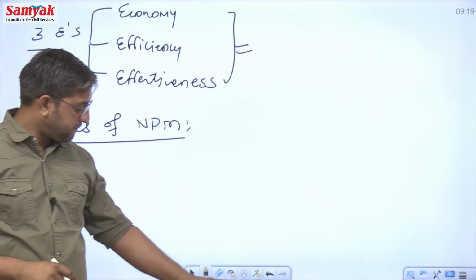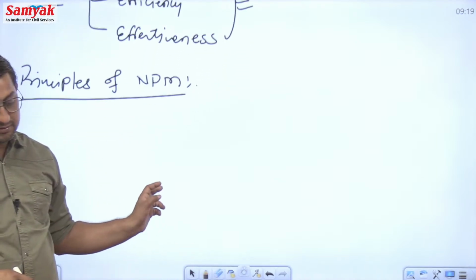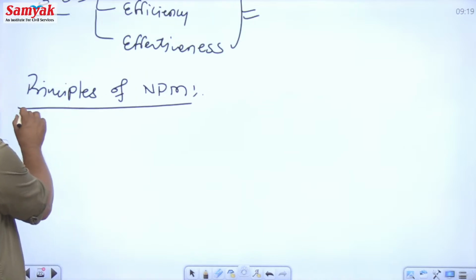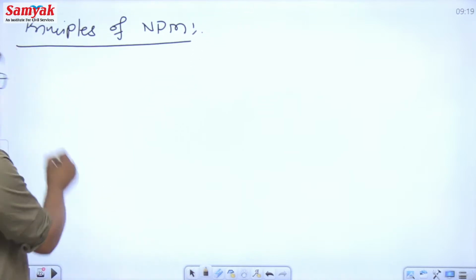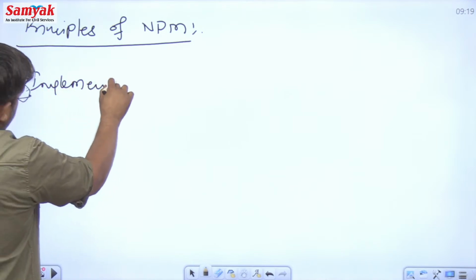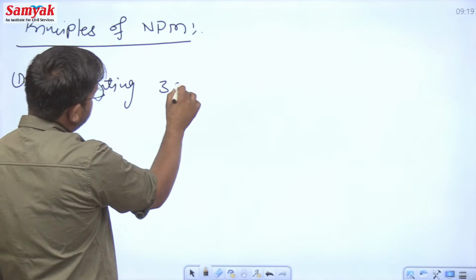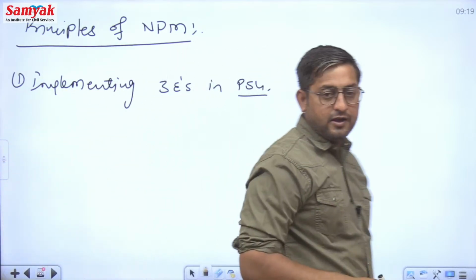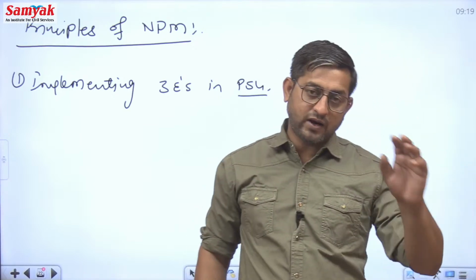So if we talk about principles of the NPM, then first and foremost principle is implementing 3 E's in PSU. So the basic target is on implementing 3 E's. Now what are 3 E's?